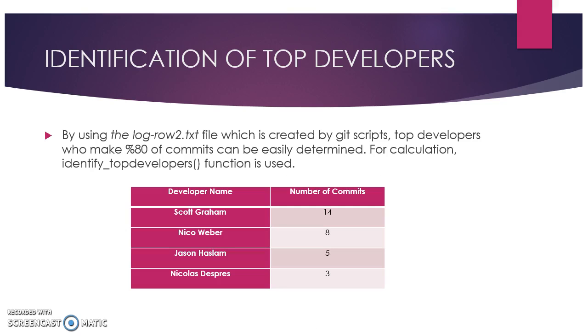Identification of the top developers: by using the log_row2.txt file, which is created by git scripts as well, the top developers who make 80% of commits can be easily determined. For calculation, the identify top developers function is used. Of the total commits, only 4 authors provide the 80 percent.